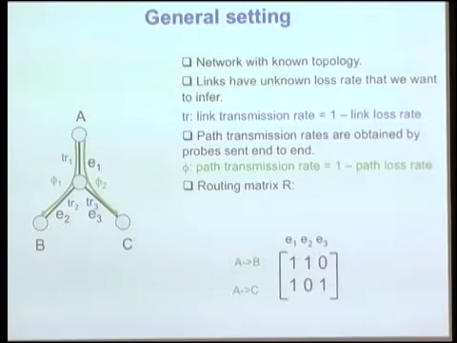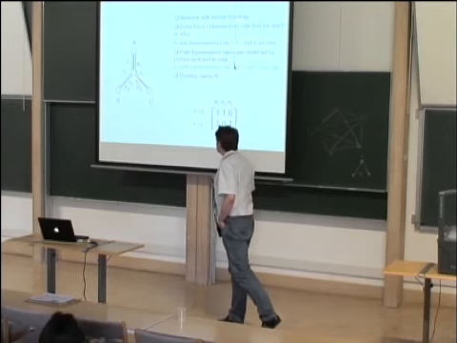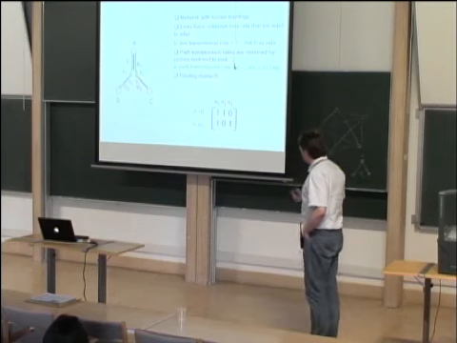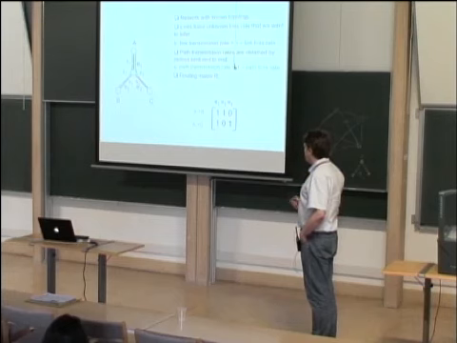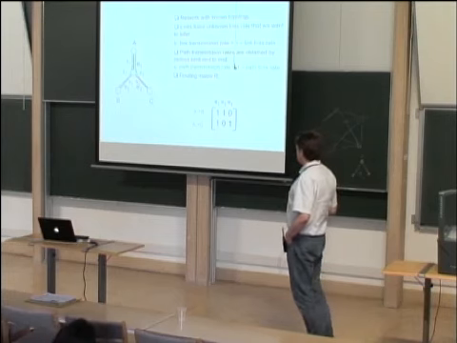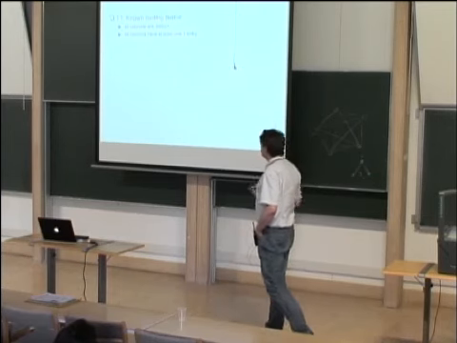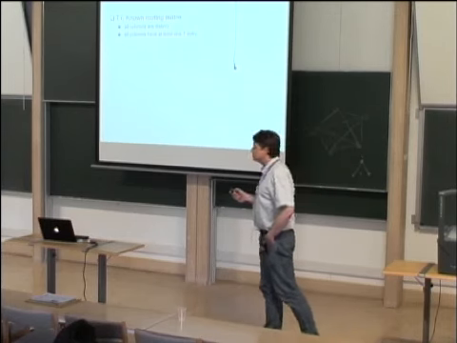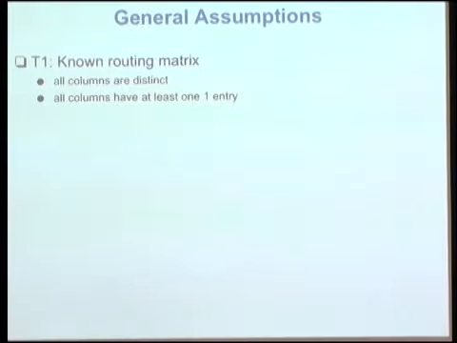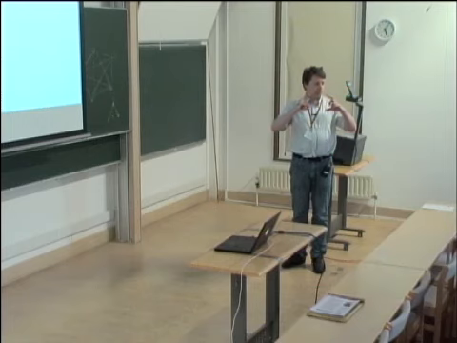So we work all the time with the routing matrix. A routing matrix is a binary matrix that simply tells me which links belong to which path. All the links are represented by a column in this matrix, and all the paths are represented by a row. The assumptions we make: first, this routing matrix is known perfectly, so no noise on that, at least in theory. And to avoid trivialities, all columns are distinct. It means simply that you can identify links from the measurements.